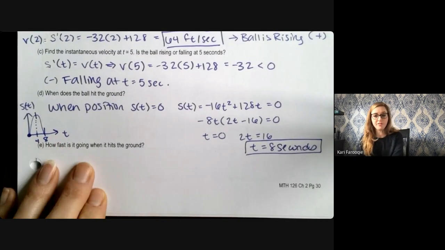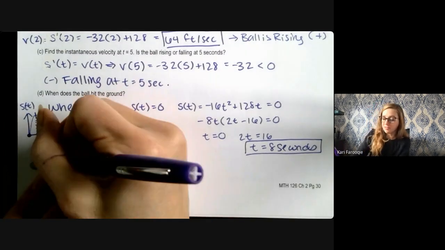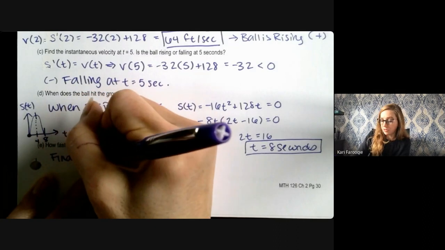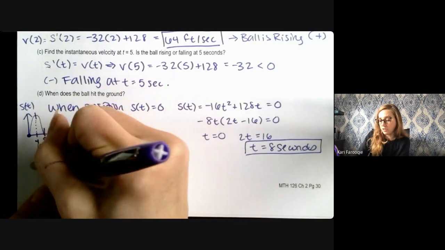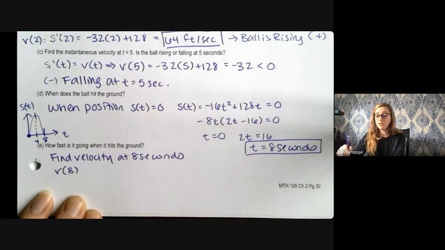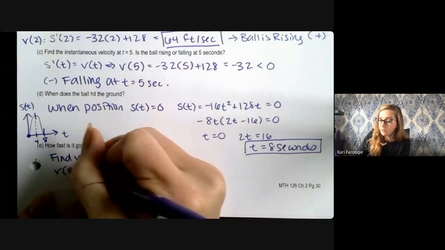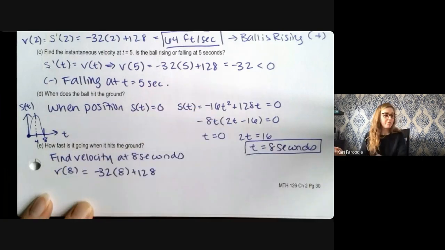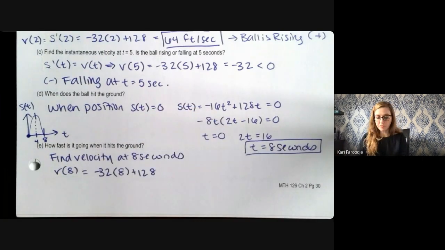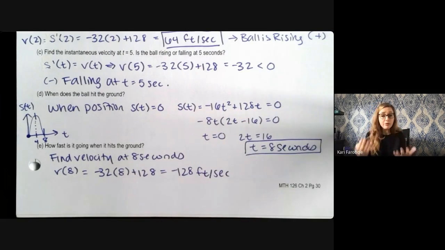and it stops its journey. How fast is it going when it hits the ground? Well, how fast you're going is the rate of change. That's your velocity. So that means find the velocity at 8 seconds, which means finding v of 8. You already have a velocity function from your derivative. v of 8 is negative 32 times t, which in our case is 8, plus 128. So negative 32 times 8 plus 128 is negative 128 feet per second.